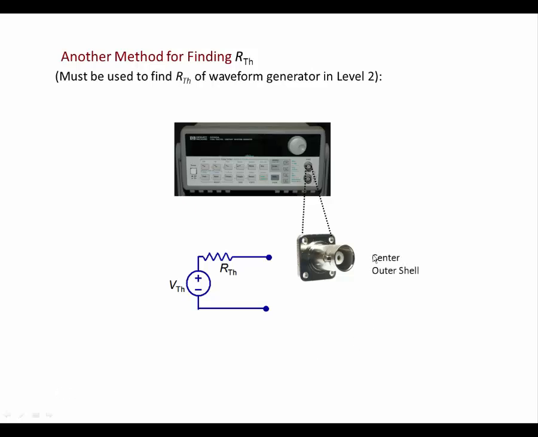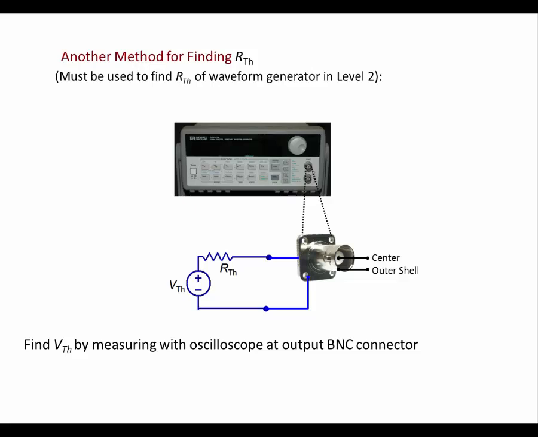The BNC connector has a center connector and its outer shell. The positive side of the Thevenin circuit is connected to the center connector, and the negative side of the Thevenin circuit is connected to the outer shell, which is also the earth ground of the instrument. We find V Thevenin by measuring the output between the center and outer shell with an oscilloscope. In other words, we measure the output at the BNC connector. Like the voltmeter, the oscilloscope has a very high input resistance, and it appears as essentially an open circuit to the waveform generator. So we can use it to measure the open circuit voltage, which is one and the same with the Thevenin voltage.